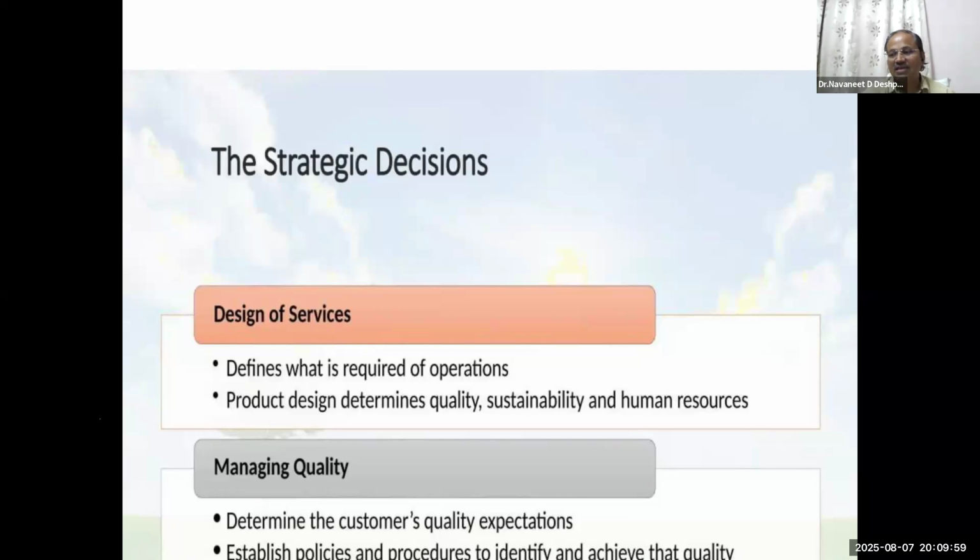So the definition of quality is very tricky actually. Managing quality comes with experience as we go ahead. And just to take care of it now, the strategic decisions involve the designing of services and managing quality.